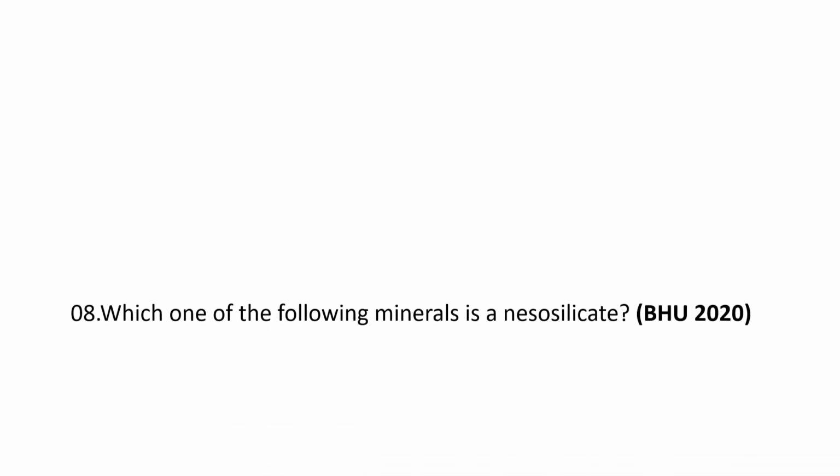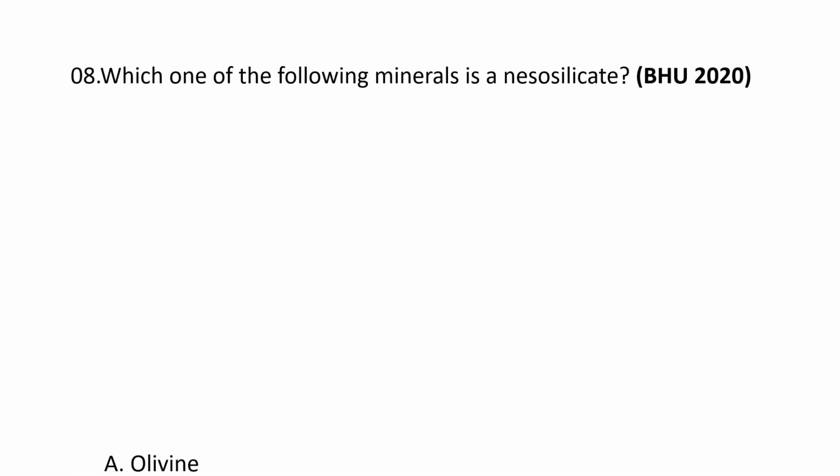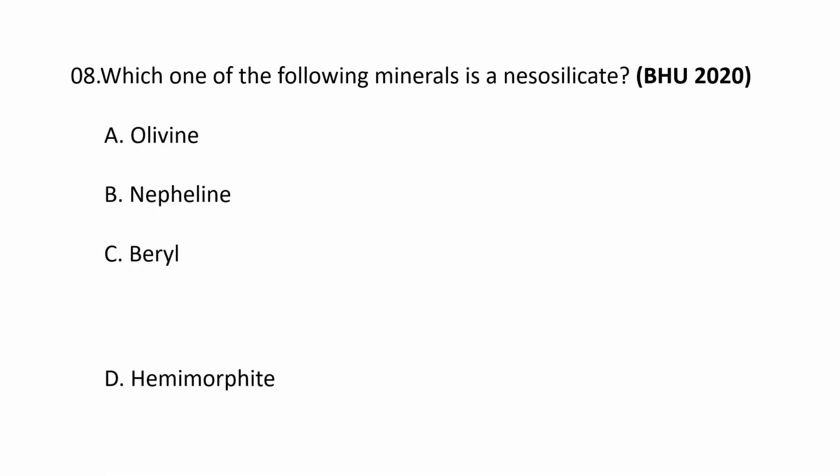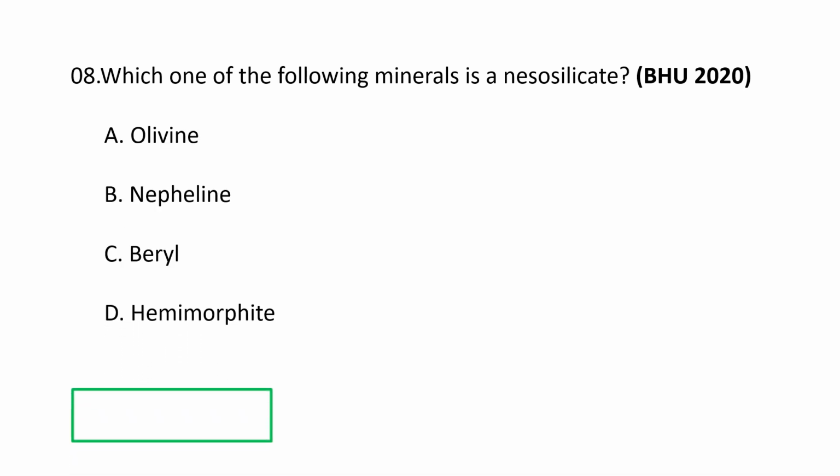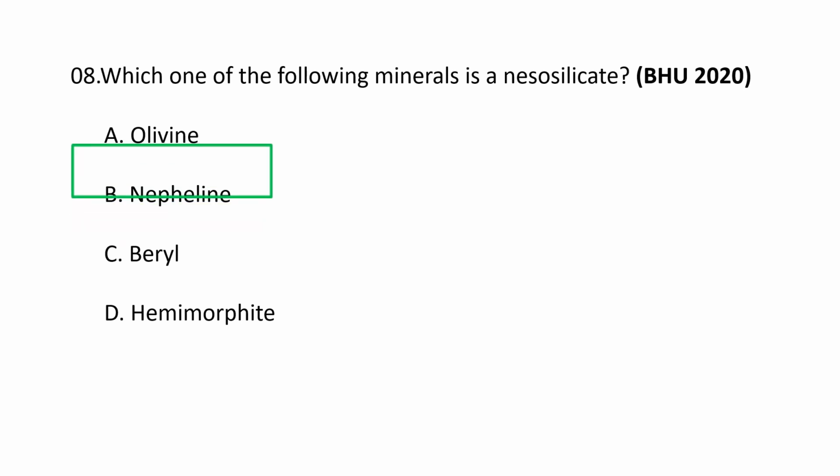Next question. Which one of the following minerals is a nesosilicate? Simple, straightforward question. A. Olivine, B. Nepheline, C. Beryl, and D. Hemimorphite. Olivine is a nesosilicate. It is also known as orthosilicate. Nesosilicates are characterized by having isolated silica tetrahedra, which are not linked to each other, but are instead held together by cations. So in olivine, these isolated tetrahedra are linked by magnesium and iron cations.